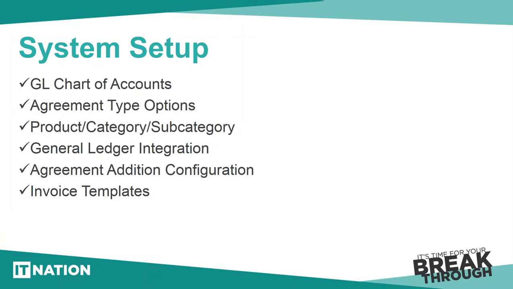When we're working with the system setup and ConnectWise, there are many areas that can impact what's happening from both a profit standpoint as well as a GL income account P&L standpoint. Our GL chart of accounts, agreement type options, product category and subcategory, and then the general ledger integration are all going to be playing a role in how your P&L will look at the end of the day. And then your agreement addition configuration and invoice templates will impact how ConnectWise is presenting information both internally and to the clients.